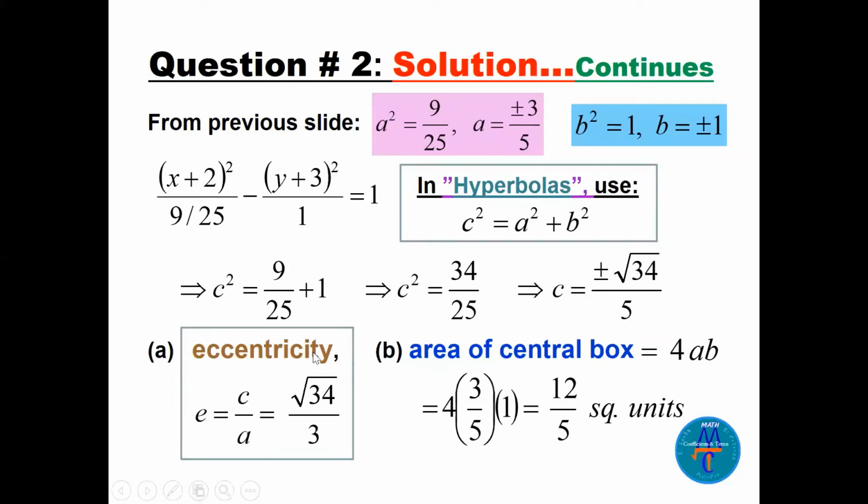Now we come to the formulas. Part A, eccentricity, c over a. Just put the numbers. The area of the central box is 4AB. So it's 4 times 3 over 5 times 1, which is 12 over 5.